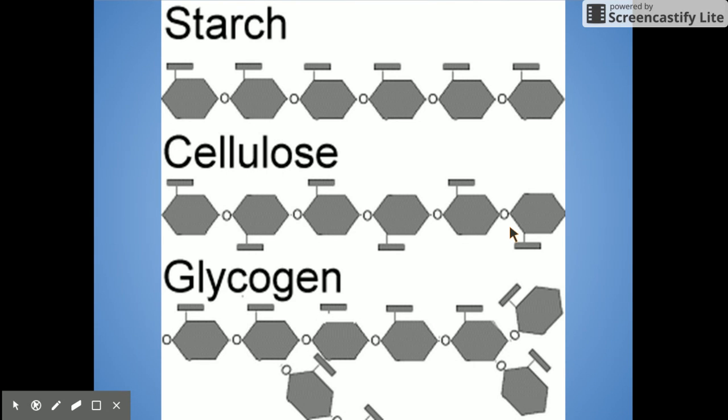Remember that all living cells contain carbohydrates, and on the worldwide basis, carbohydrates represent the most widespread source of food energy. So in plants, carbohydrate is stored as starch, and in animals, it's in the form of glycogen.